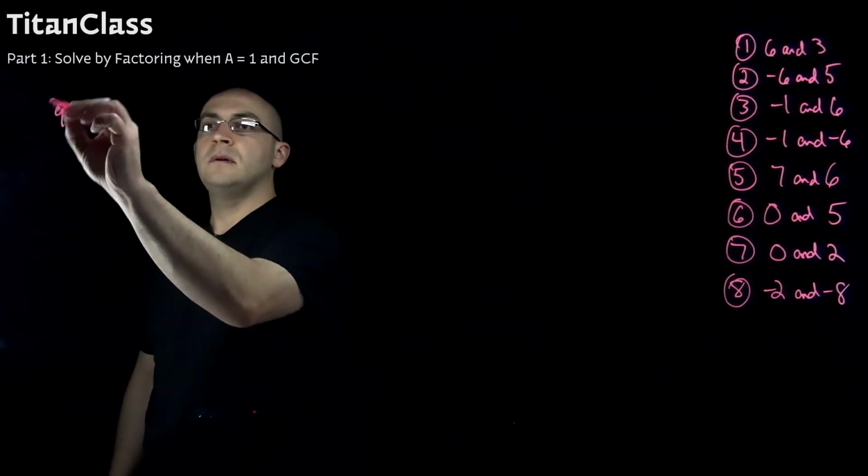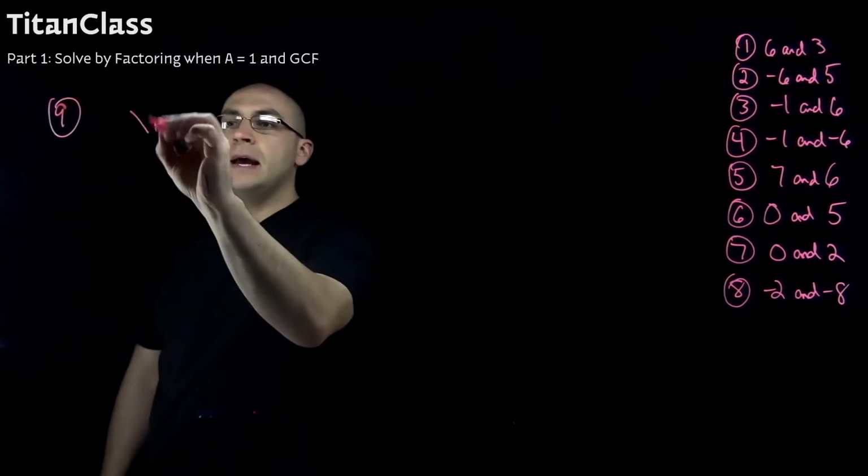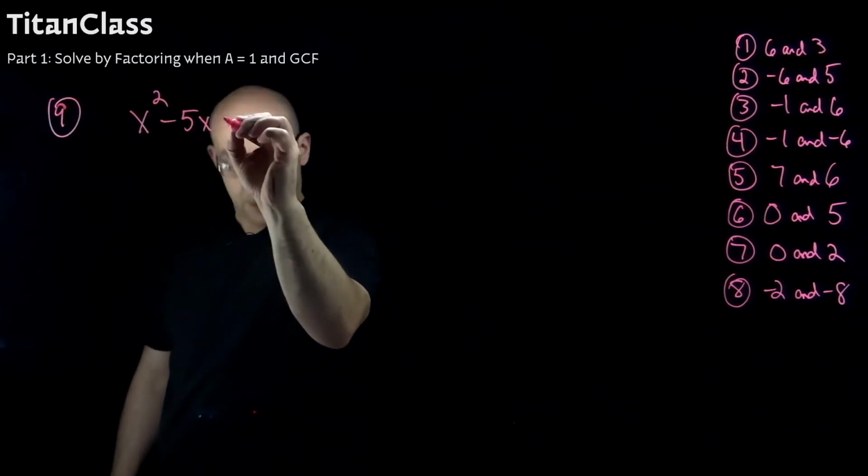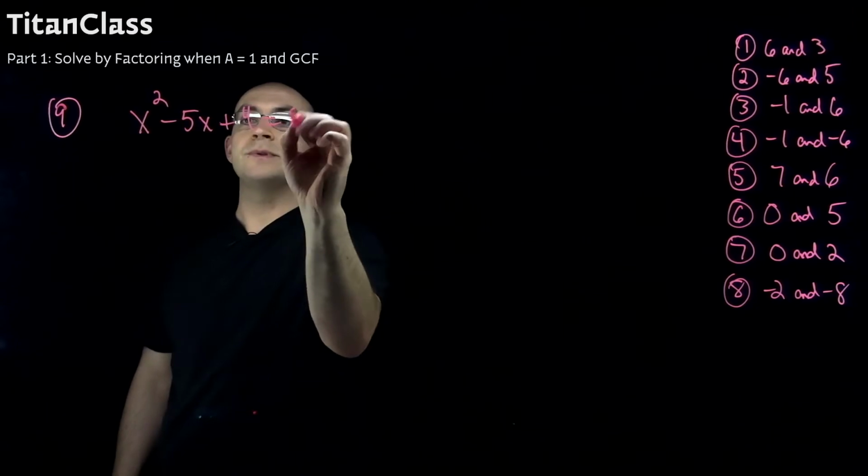Number 9. x squared minus 5x plus 4 equals 0.